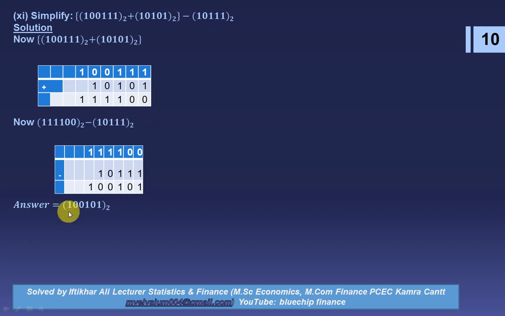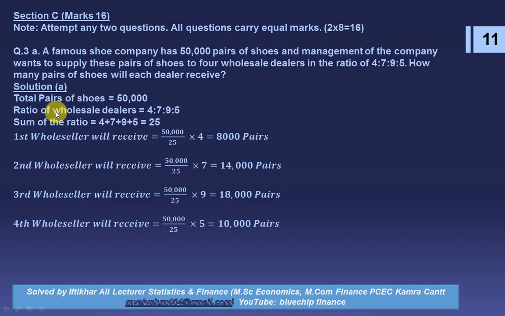So final answer will be 100101 binary. Section C, question number 3, part A. A famous shoe company has 50,000 pairs of shoes, and management of the company wants to supply these pairs of shoes to 4 wholesale dealers in the ratio of 4:7:9:5. How many pairs of shoes will each dealer receive?